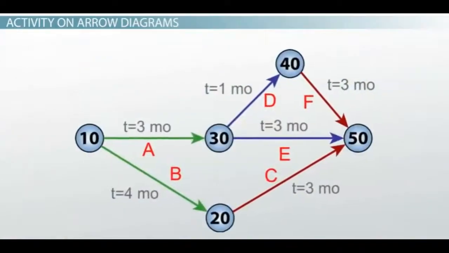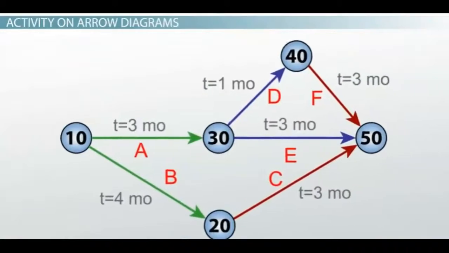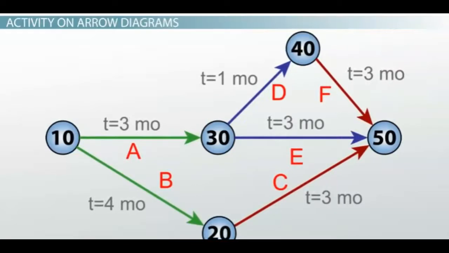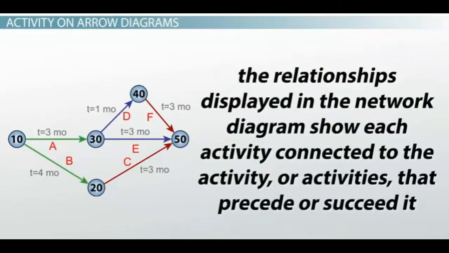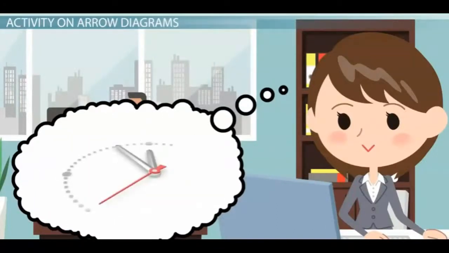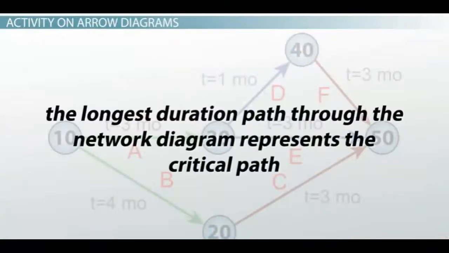The activity on arrow approach places the activity and its duration on the line connecting related activities in the project. The relationships displayed in the network diagram show each activity connected to the activity or activities that precede or succeed it. When you get all the relationships displayed correctly with the estimated durations, you can calculate the overall duration of the project based on following each path through the project. The longest duration path through the network diagram represents the critical path.